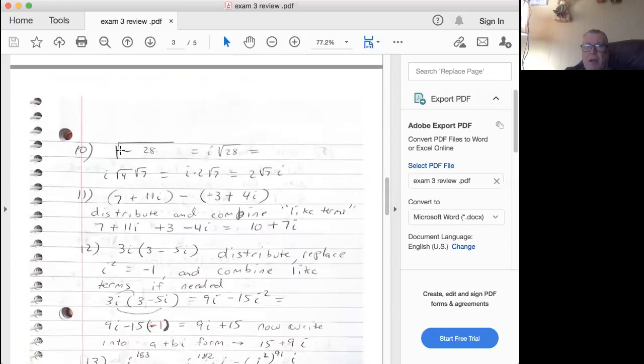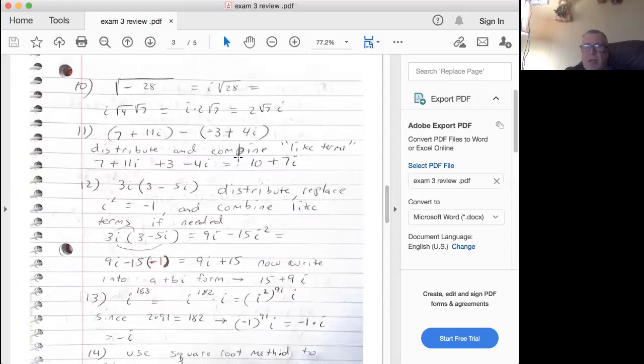When we have a negative underneath a square root, remember it pulls out as an i. So we're going to pull that negative out as i times square root of 28. 28 has a perfect square of 4 involved, so it'll be i times square root of 4 times 7, which is i times 2 square root of 7. Remember, we always put the i after the numbers, so we're going to put it at the end here as 2 square root of 7 i.